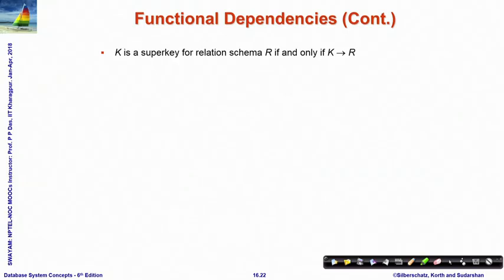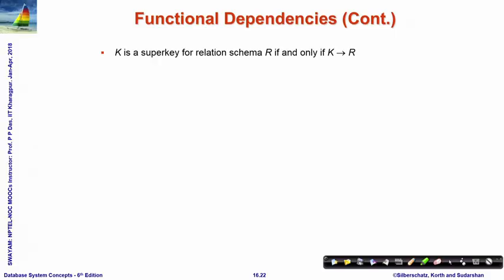So, given this definition of functional dependency, now we can have a formal definition of a super key. A super key is naturally a subset of attributes which functionally determines the whole set. And a candidate key is a super key which is minimal.